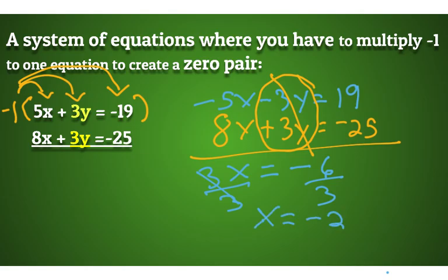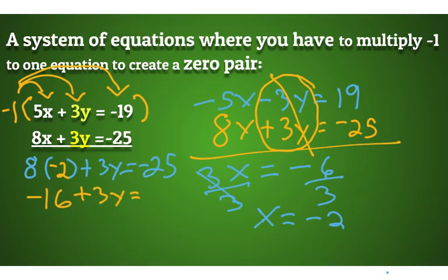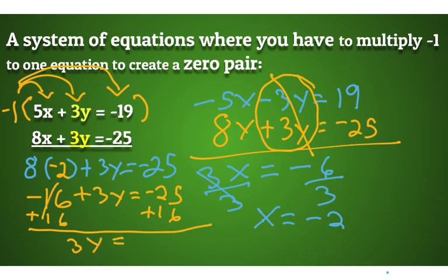So now that we know the x value, we could substitute it into one of the other equations. And let's choose the one we didn't play around with yet. So we're going to plug in the -2 and solve for y. 8 times -2 is -16, plus 3y equals -25. I'm going to plus 16 on both sides, and I'm left with 3y equals -9. And my last step, I'll divide 3 on both sides, and I'm left with y equals -3.